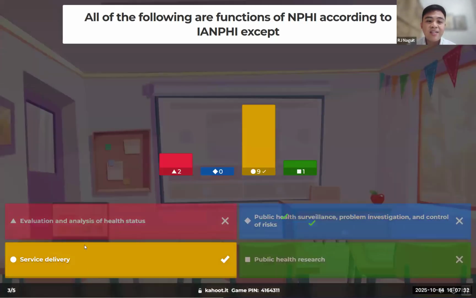So the correct answer is service delivery because it says accept. So all of the three are actually mentioned in the website of IANFI as core functions of an NPHI.